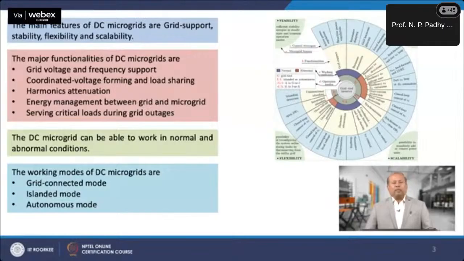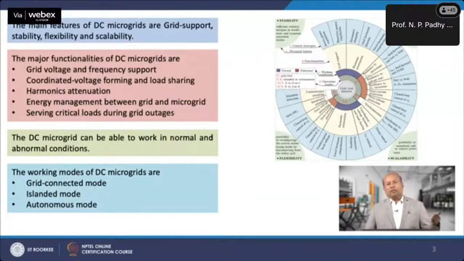Apart from the features of the DC microgrid, the major functionalities of the DC microgrid are grid voltage and frequency support, coordinated voltage forming and load sharing, harmonics attenuation, energy management between grid and microgrid, serving critical loads during grid outages and so on.